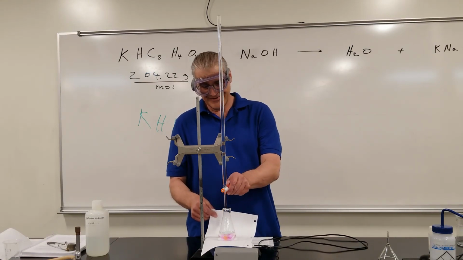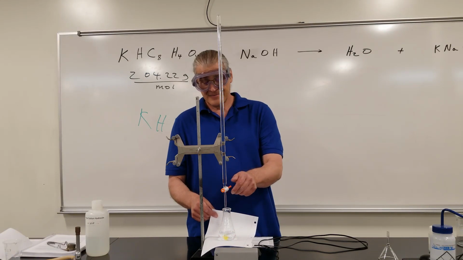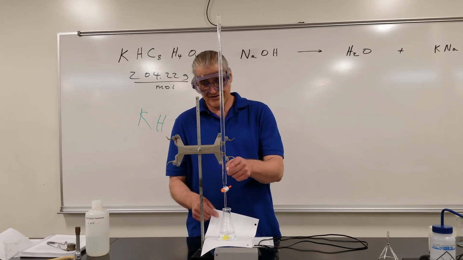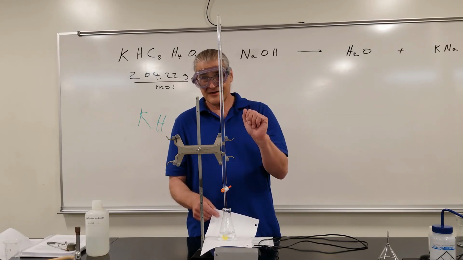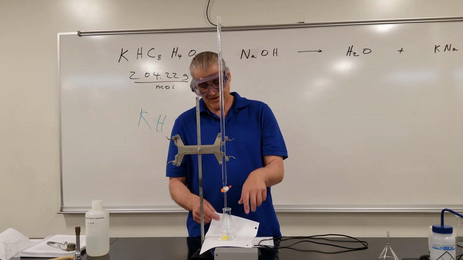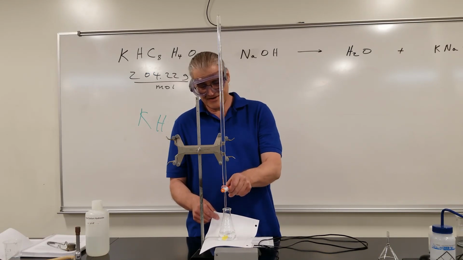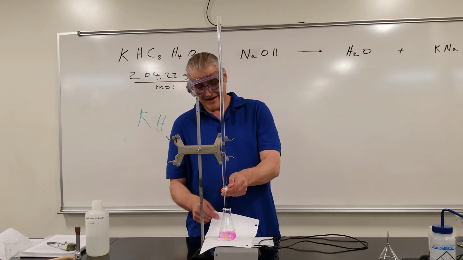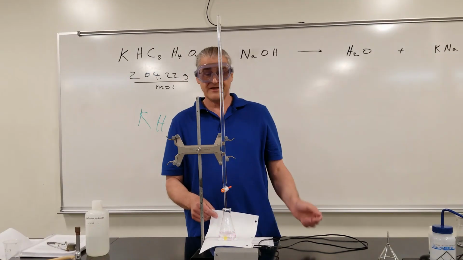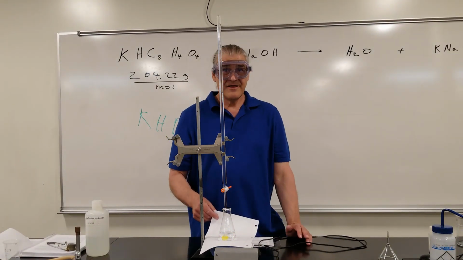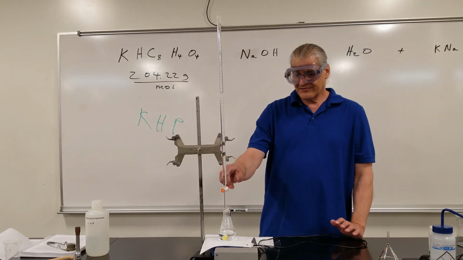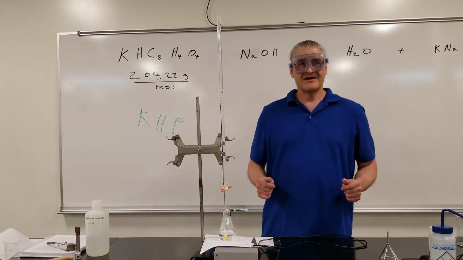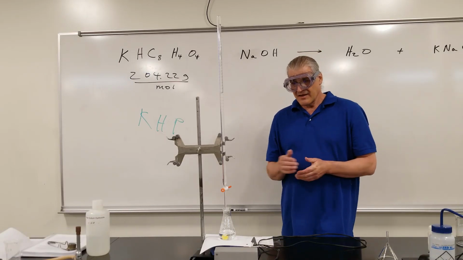Do you see how it's developing that little bit of pink? That's because locally in the solution there's an excess of the hydroxide, and as soon as there's an excess of this hydroxide, it turns pink. Right now, excess of KHP, the acid. So keep adding it. I'm getting close to what is called the end point. The end point is where adding one additional drop of the sodium hydroxide makes it turn pink. That's your end point. I'm getting close to it.